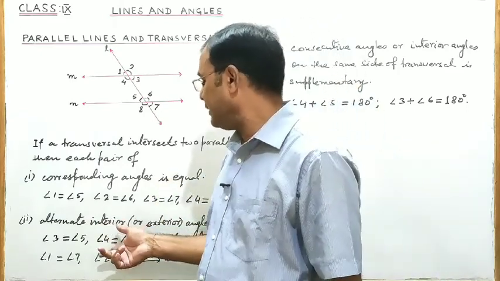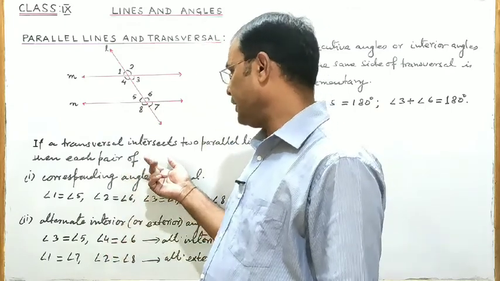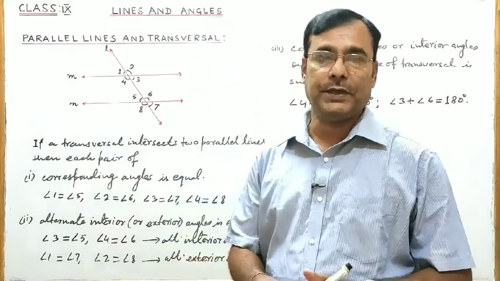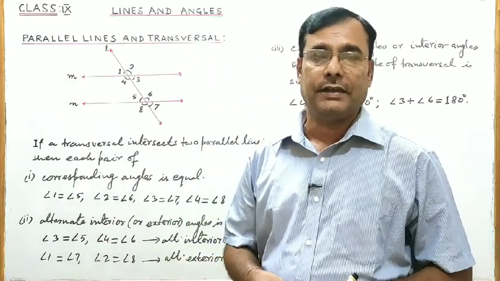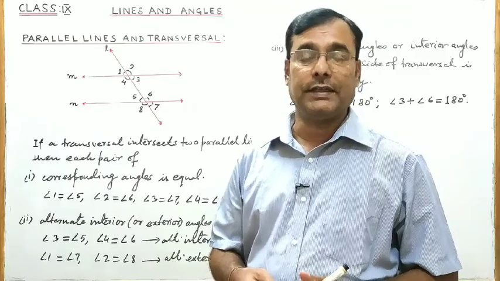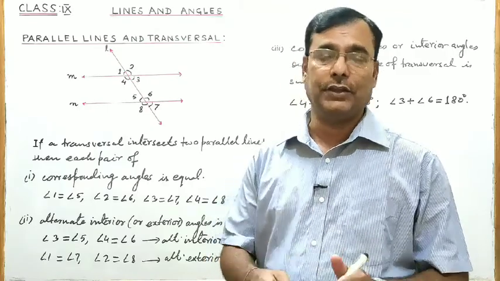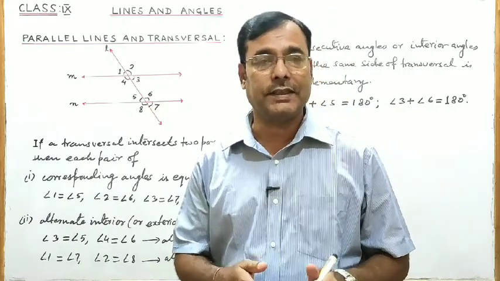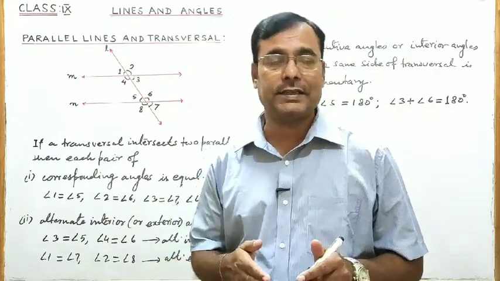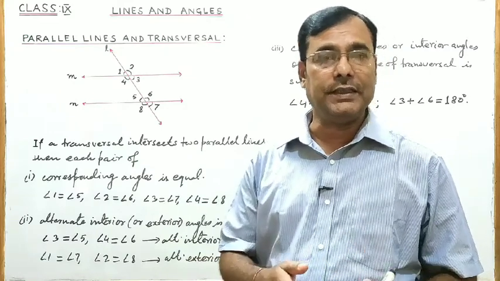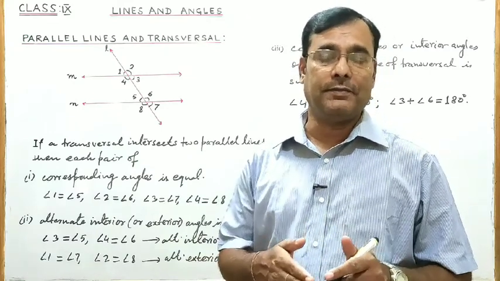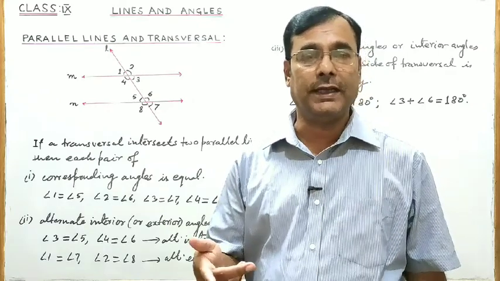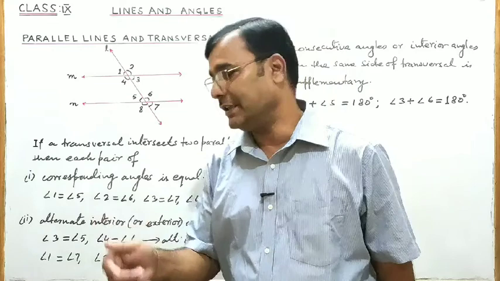Next, the second result is, if a transversal intersects two parallel lines, then each pair of alternate interior angles and each pair of alternate exterior angles is equal. Its converse is, if a transversal intersects two lines such that a pair of alternate interior angles or a pair of alternate exterior angles is equal, then the two lines are parallel to each other.